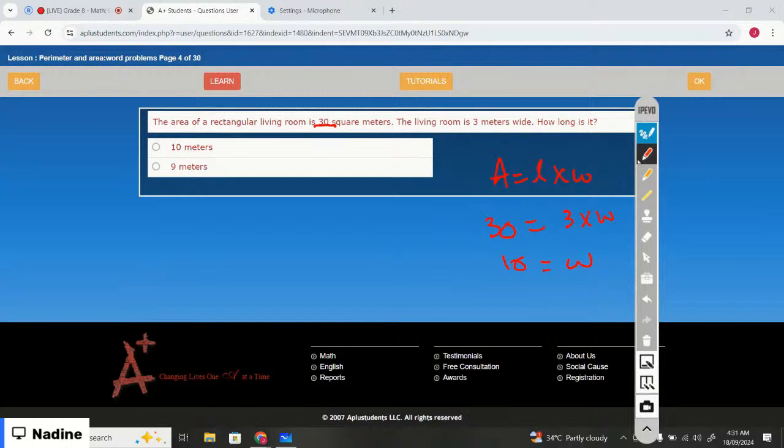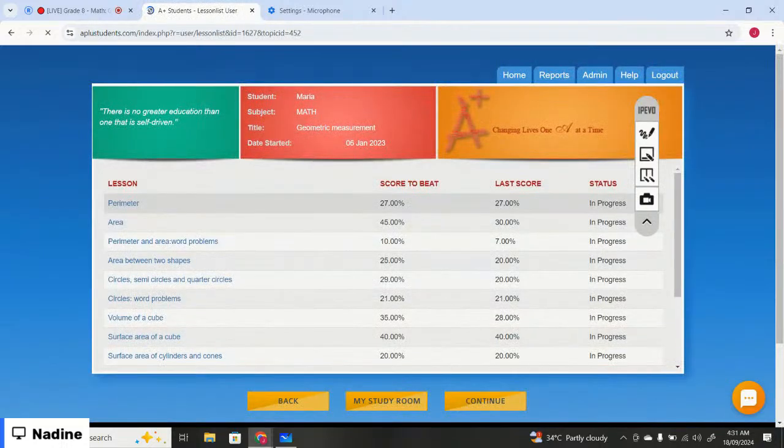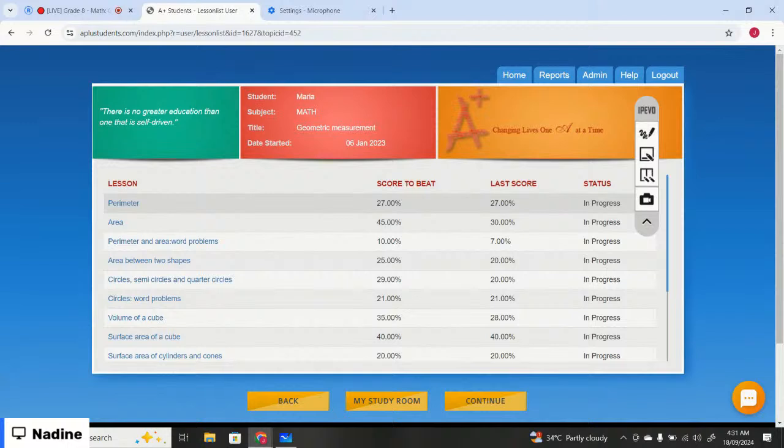Okay, you can complete the lesson by yourself later today. Let me just move on to the next lesson. The next lesson is area between two shapes.